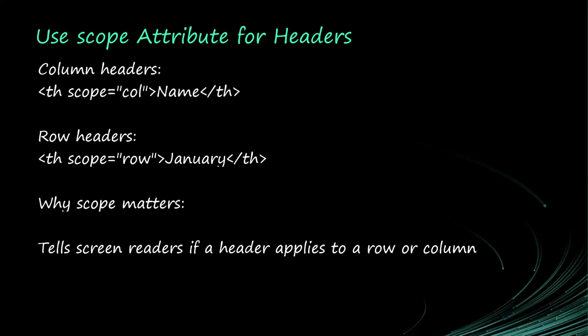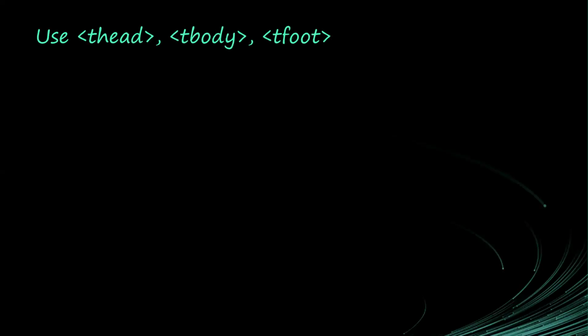Why scope matters, it tells screen readers if a header applies to a row or a column. So whenever screen readers see the scope attribute, all right, it tells them exactly what that header applies to. Does it apply to a row or does it apply to a column? It's essential for complex tables. The scope attribute is essential for complex tables.